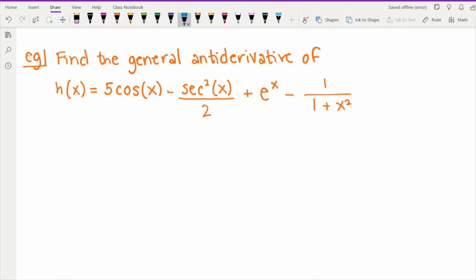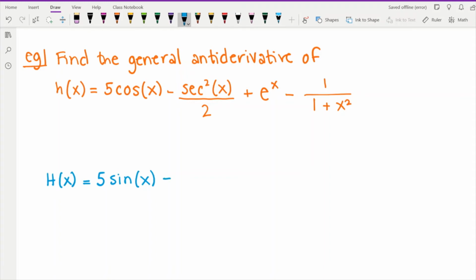Okay, so remember that, again, we are trying to figure out what would be the function that when you take its derivative, you get this function. So we can go through term by term and just focus on each piece individually. We can put the 5 here and just focus on this cosine. What would be the function that when you take its derivative, you get cosine? Well, that would be sine, right? The derivative of sine of x is cosine of x. So the antiderivative of cosine of x is sine of x.